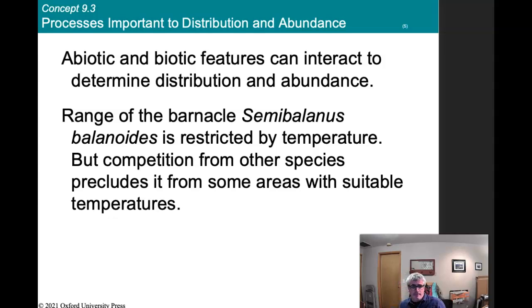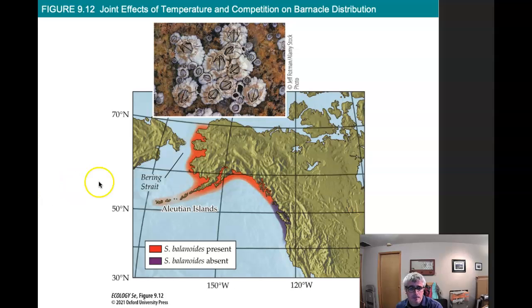We'll talk about semi-balanced and balanced later when we get into intertidal zonation, but the range of semi-balanced is restricted by temperature, but also competition from other species precludes it from areas that have a suitable habitat temperature. So the red shows where semi-balanced is present, and this bluer color where it's absent. It could thrive there in the southern regions based on its physiological temperature, the temperatures that it can exist in, but it's outcompeted in those other areas.